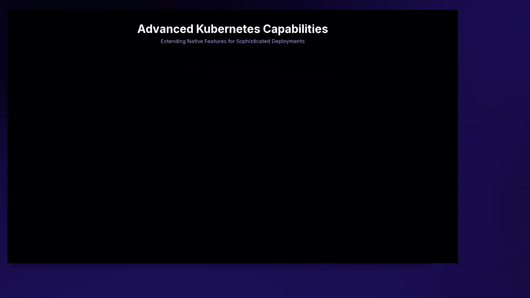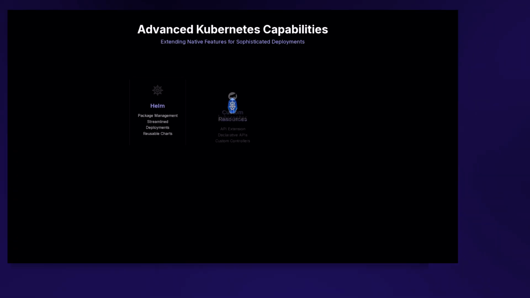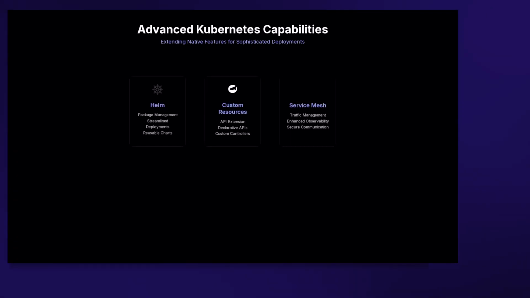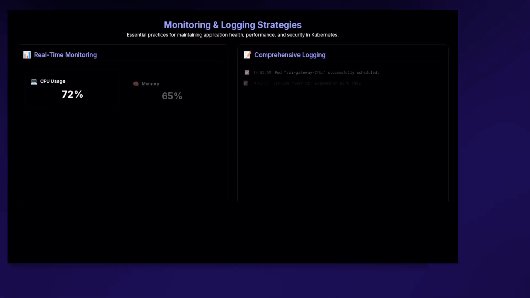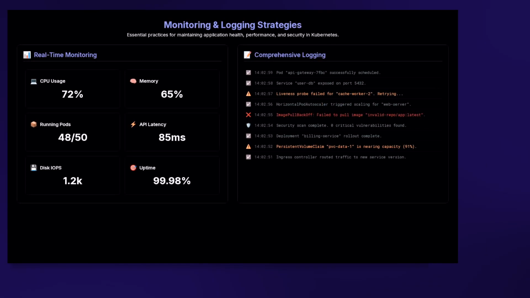These advanced tools significantly extend Kubernetes' native capabilities, allowing for more sophisticated deployments, fine-grained control over microservices communication, and enhanced operational insights. They are essential for managing complex, distributed applications in a production environment, providing unparalleled flexibility and power. We'll also discuss the critical importance of robust monitoring and comprehensive logging strategies within Kubernetes.